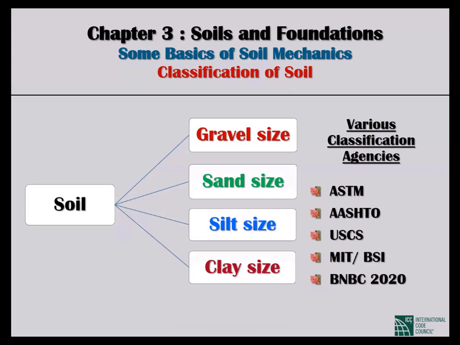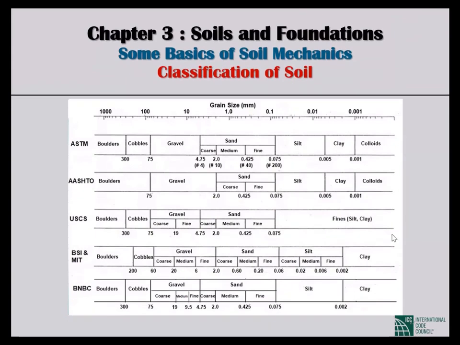So there are various classification agencies. We have ASTM, we have AASHTO, we have USCS, Unified Soil Classification System. We have MIT classification system, Massachusetts Institute of Technology, that was adopted by British Standard Institution. So this is also BSI classification. And we have our own classification, BNBC classification. So if we look into this, it is something like this. You see, this classification is based on the particle size only.